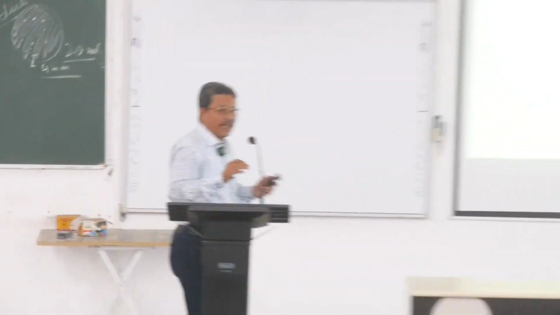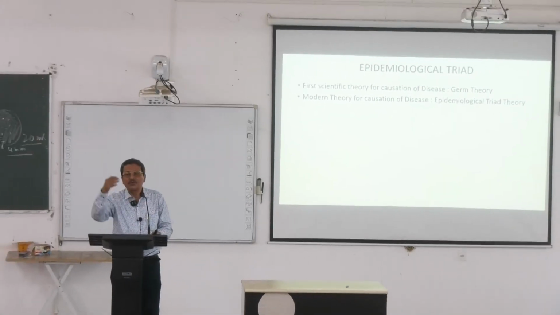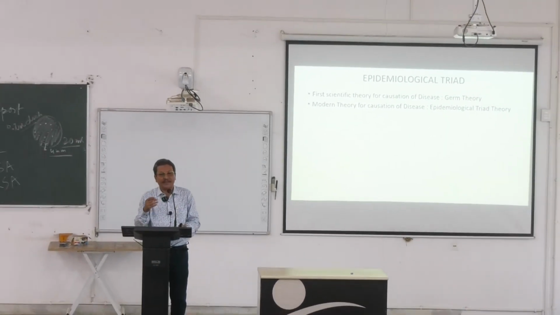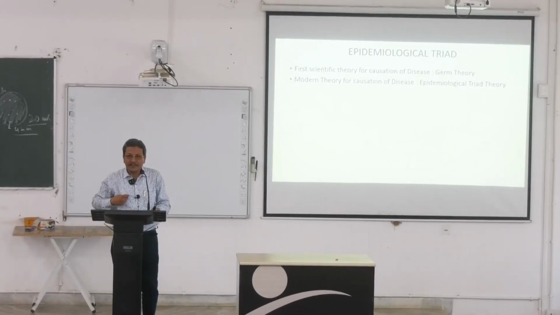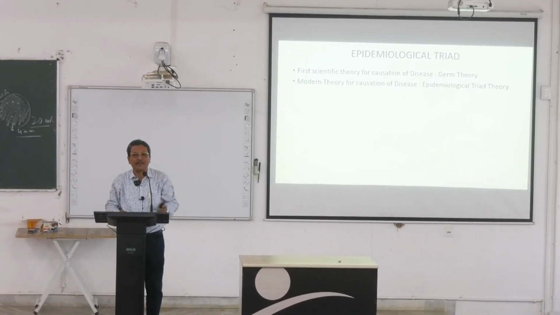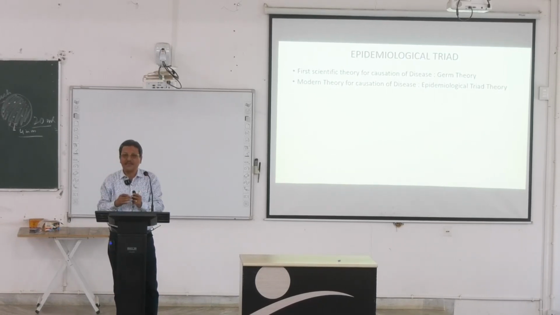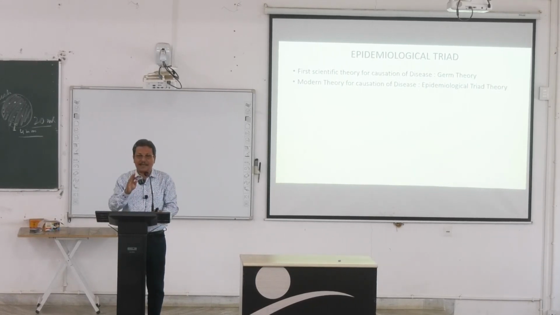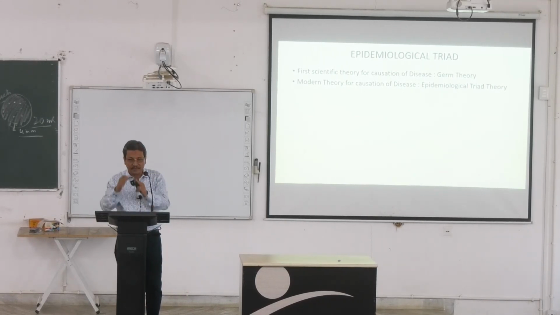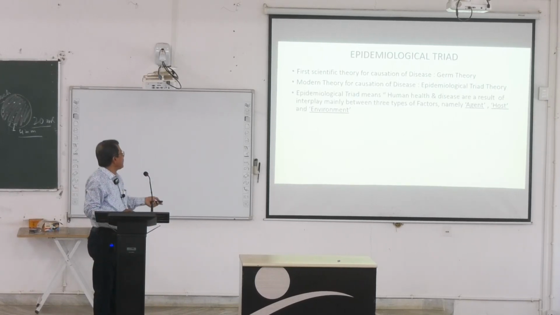That is, multiple factors cause disease. We are exposed to different types of agents, but everybody does not develop disease. I may develop disease, he may not, she may not, or another may, because it is the interaction of the agent, host and environment. All these factors are there, but disease may not occur. Disease occurs due to the interaction of these three factors. So this is called epidemiological triad theory.